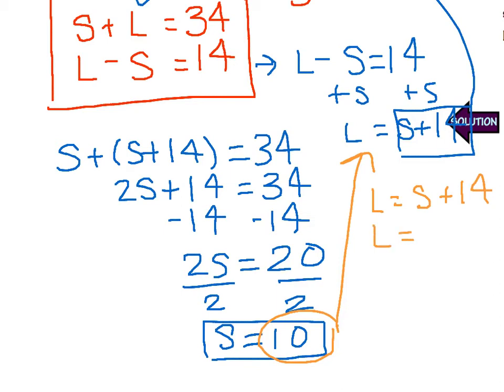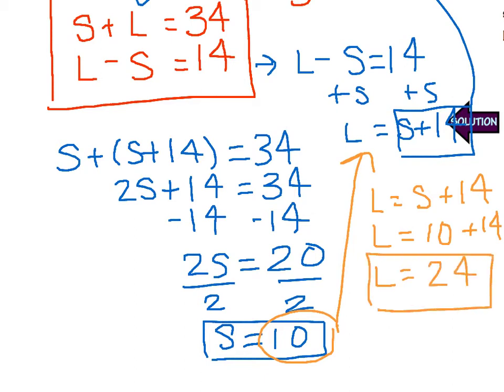S is 10. So the large number is 10 plus 14, which is 24. So here are my two solutions. S is 10 and L is 24. At this point, we're not going to write them as an ordered pair because I chose the variables. So on your homework, you're going to have to explain or write down that the small number is 10 and the large number is 24.